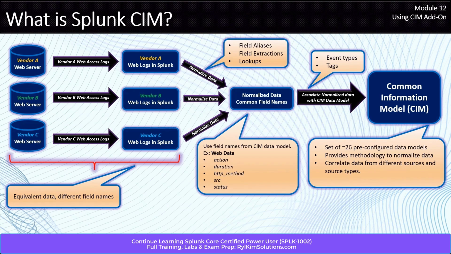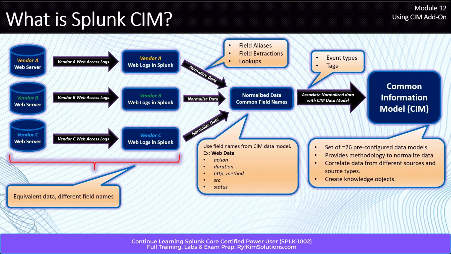The third thing here is that it can correlate data from different sources and source types, which is again what we have seen. What we are seeing here is some kind of correlation, because now you're taking data from vendor A, vendor B, and vendor C, and then you're bringing it together, making it have the same field name. So it's also like some kind of correlation that you're doing there. And the last one is that you can use the CIM in order to create knowledge objects.